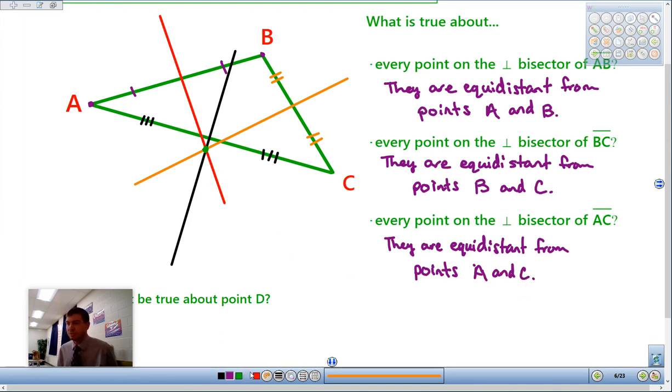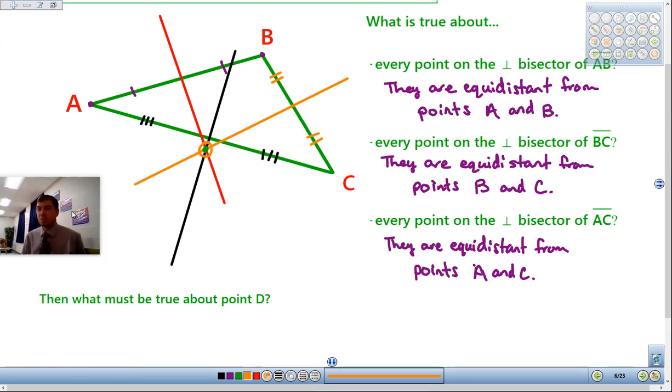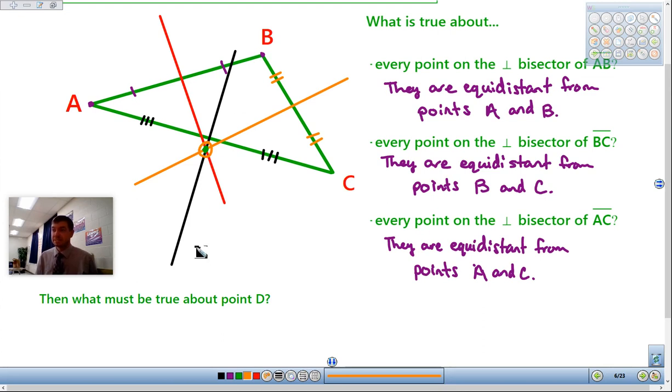So again, what is true about this point right here? First of all, that's a point of concurrency because three lines intersect at that one spot. But we know that because it's on the red line, this distance here is the same as this distance here. And we know because of the orange line that this distance here is the same as this distance here. Shouldn't that point be equidistant from what we call the vertices of the triangle?